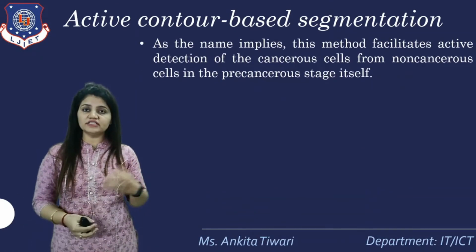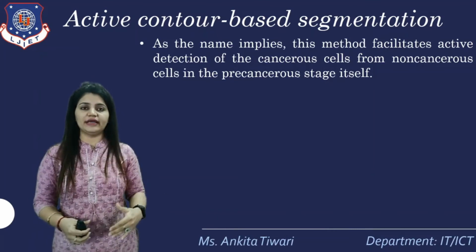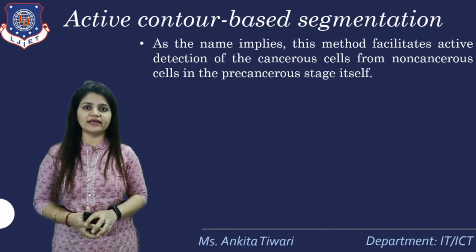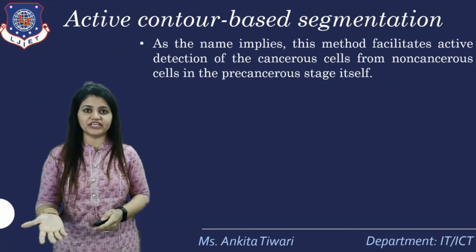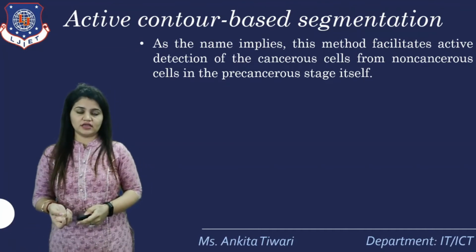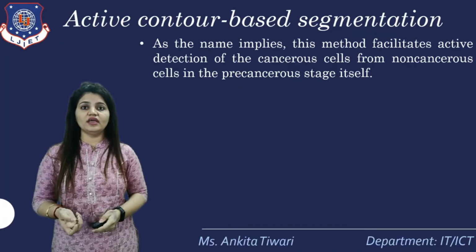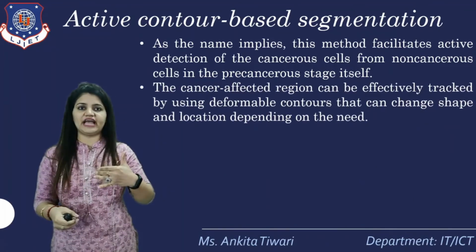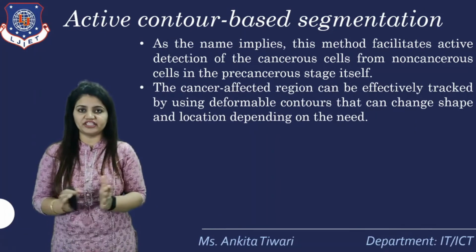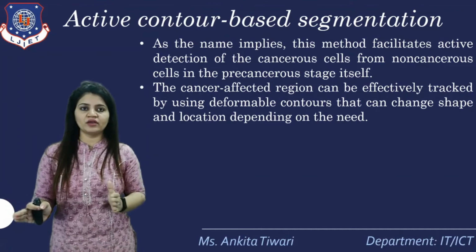Active contour, we will learn in the next chapter in theoretical depth, but here only the introduction part is there. As the name implies, this method facilitates the active detection of the senescent cells from the non-senescent cells in the pre-senescent stage itself. Means the previous stage, we will be bifurcating the detection based on two categories, that is senescent cells and non-senescent cells.